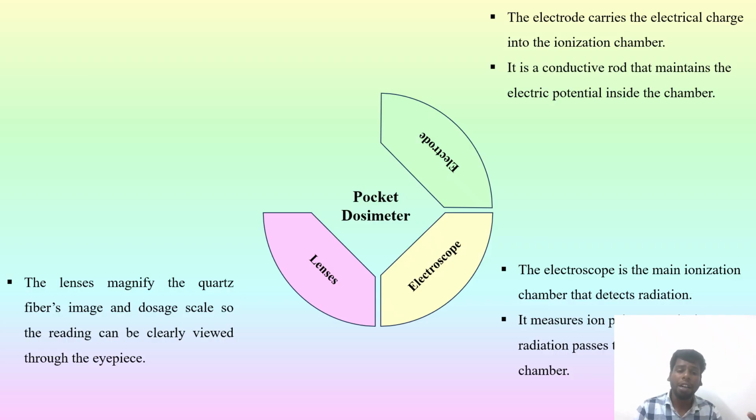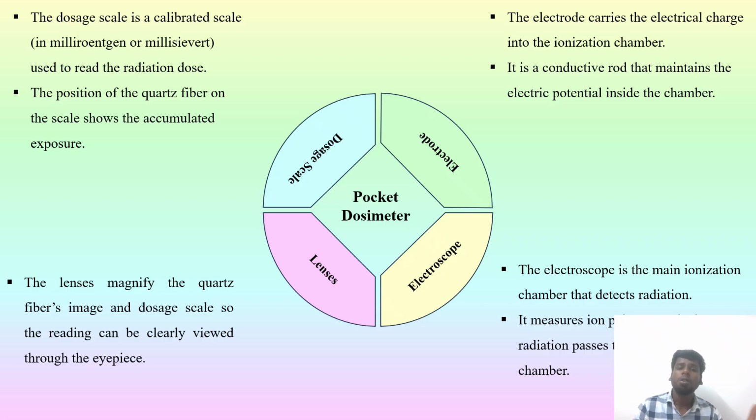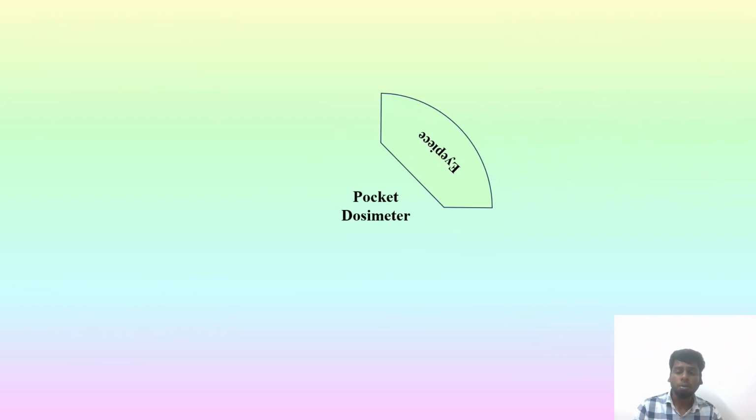Next one is the lenses. The lenses magnify the quartz fiber image and dosage scale for reading, so by using the lenses we see the measurement value, that is, how much radiation is absorbed by the pocket dosimeter. The dosage scale shows milliroentgen and millisieverts to read the radiation. The scale shows the position of the quartz fiber, which indicates the accumulated exposure.